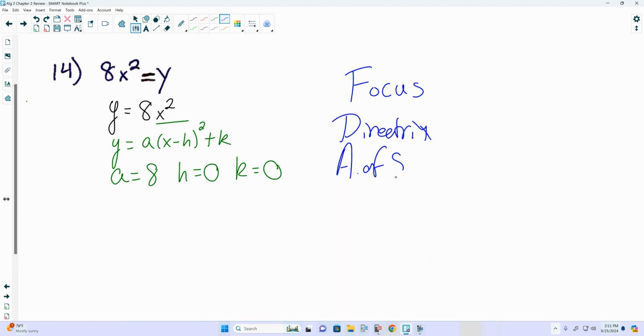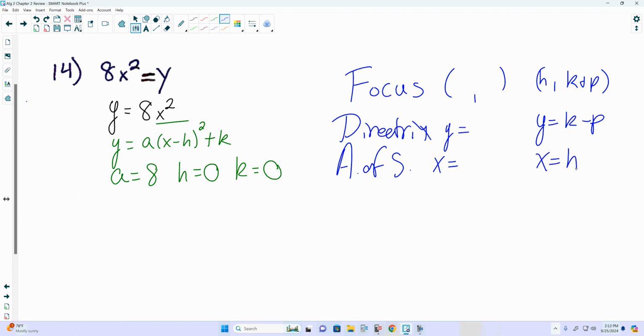Axis of symmetry. And again, I would just look straight at the back. Focus is a point, and in the general standard form, it is h comma k plus p. Directrix, y equals k minus p. And axis of symmetry, x is equal to h.